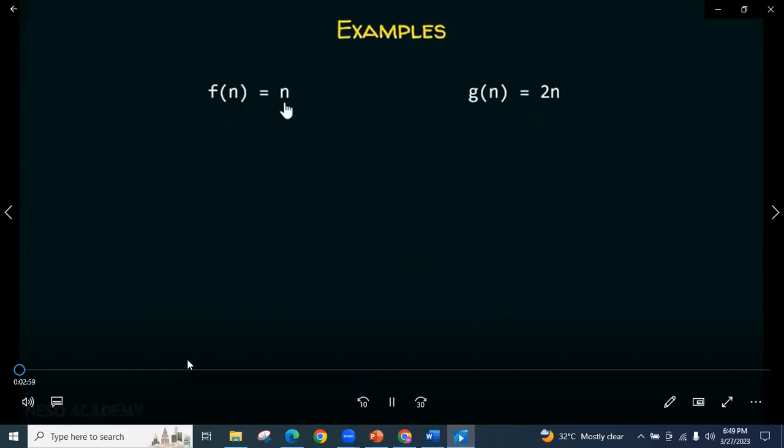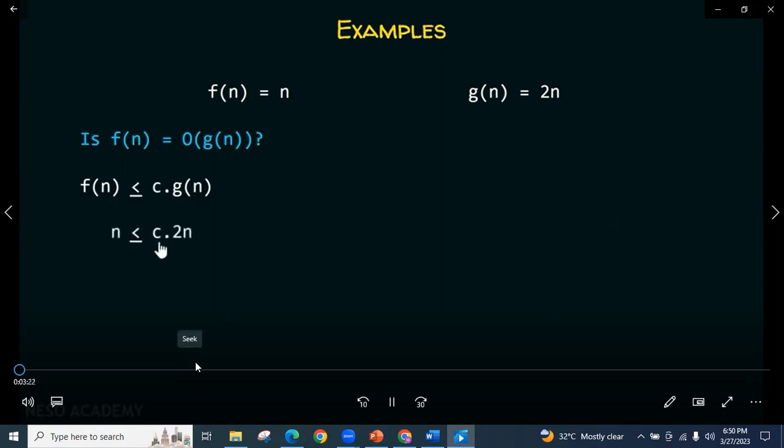Now let's see one example. Let's say f(n) is equal to n and g(n) is equal to 2n. We need to compare these two functions. We need to find whether f(n) is equal to big O of g(n) or not. For this purpose, according to the definition, we have to write something like this: f(n) is less than or equal to c dot g(n). We need to find some c value here. Let's first replace f(n) by n and g(n) by 2n. This gives n less than or equal to c dot 2n, right? We already know that n is less than 2n.